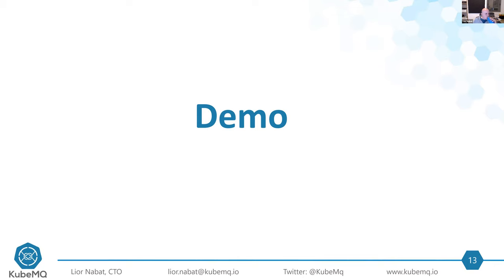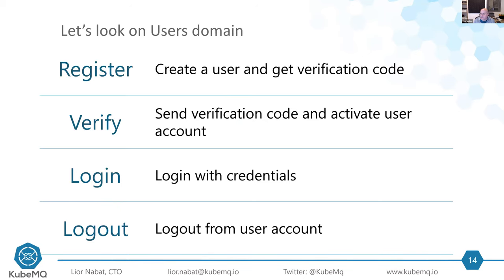Okay. So let's have a typical application, what we call a user domain. User domain is a solution, or what we call a microservice architecture, for the user's domain. It means it's an API and a web interface where I would like to create a user, get the verification code, do some verification, and do login and logout. A very small, typical application of how you manage users.